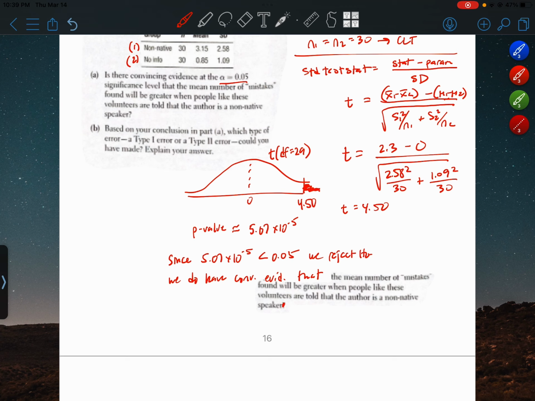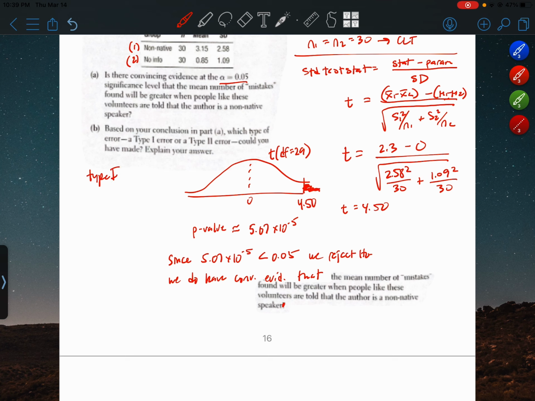So that was the whole procedure: choose, check, calculate, conclude. Now there's a follow-up question. B, based on your conclusion in part A, which type of error, 1 or 2, could you have made? Explain your answer. Since our decision was to reject the null hypothesis, then we could have only made a type 1 error.